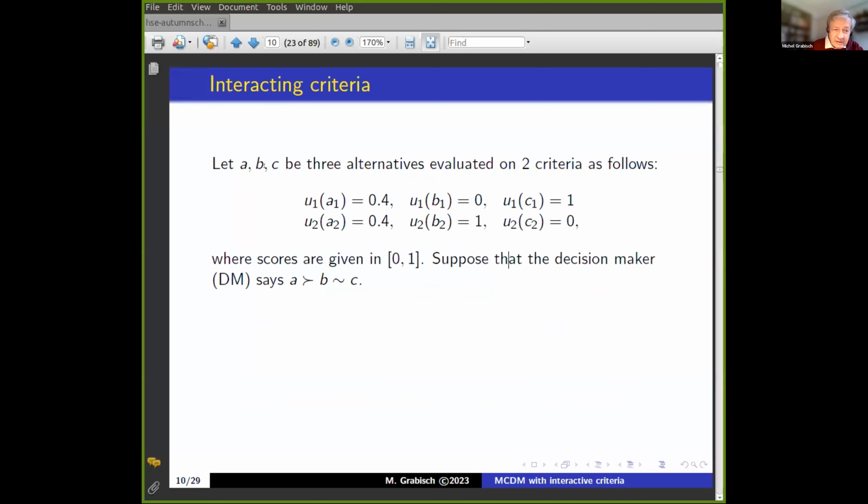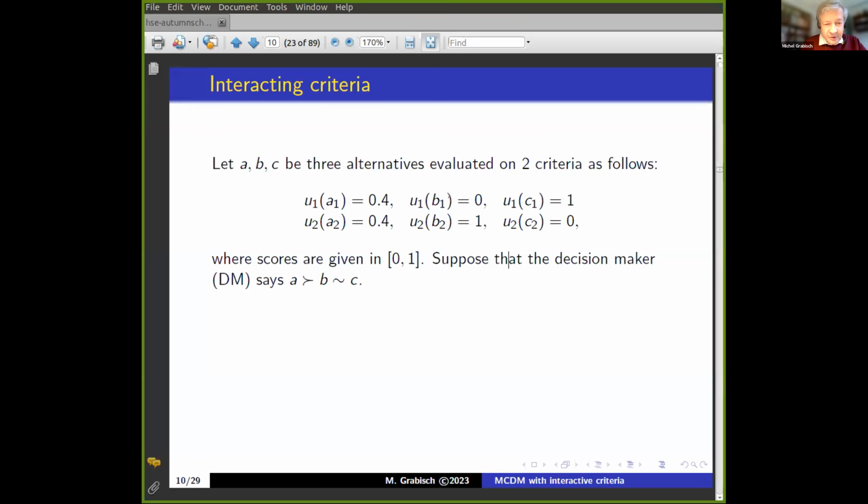So let us take a very simple example. We take 3 alternatives evaluated on 2 criteria, on 2 attributes, okay, only this. So A, B, C, here are the scores obtained on each attribute. So alternative A obtained a score of 0.4. Let us say it is in the scale 0, 1. So 0.4 is a little bit below the average 0.5. So it's not a very good score, but not very bad either.